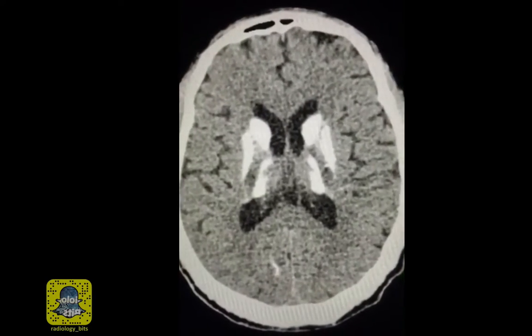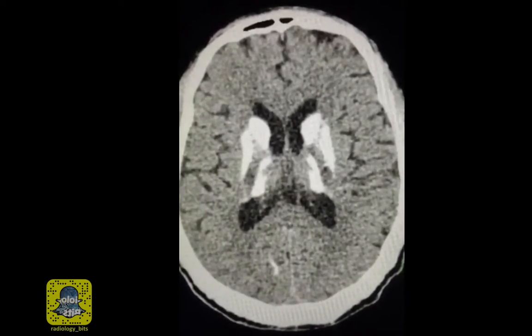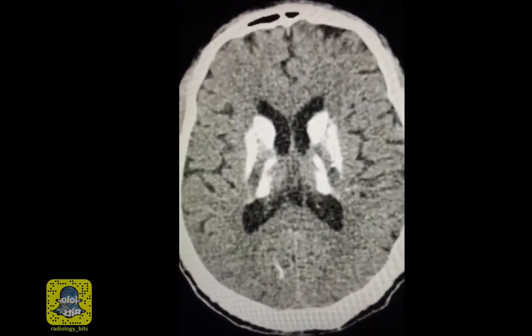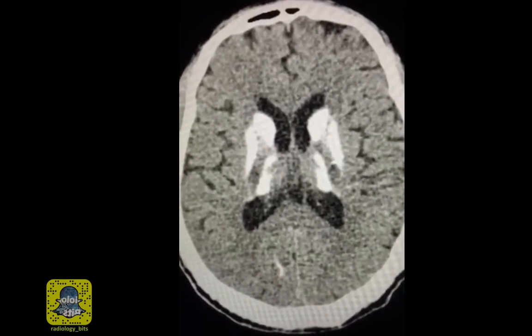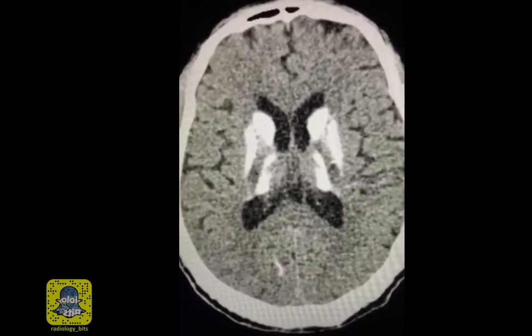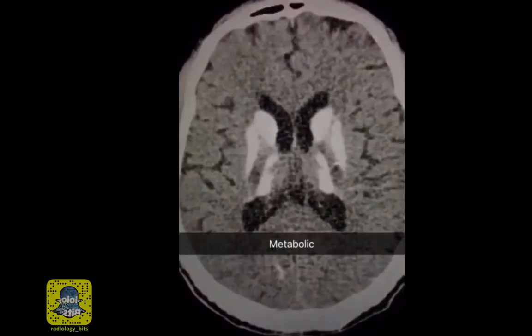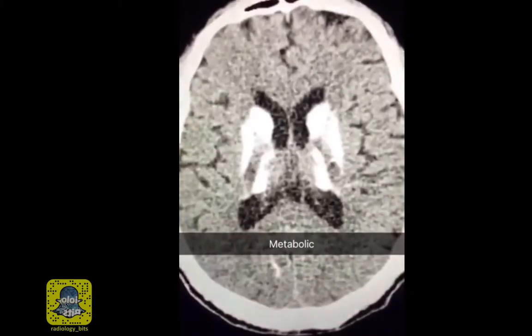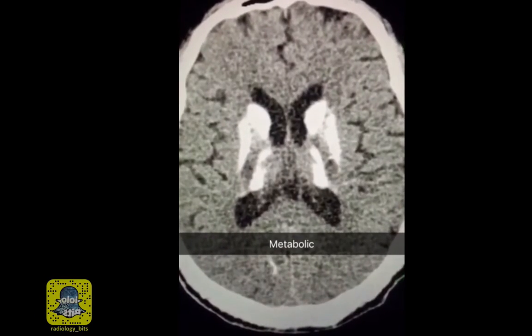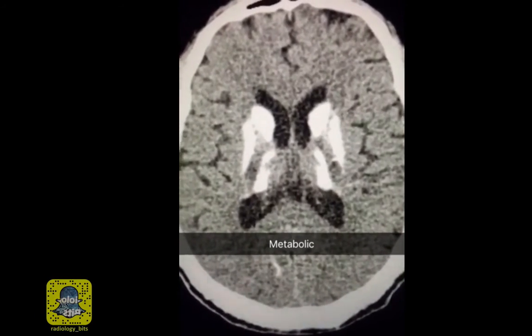Now, we know that this is more extensive than aging. It's typical of Fahr's disease. Is there a differential diagnosis? The differential diagnostic list for calcifications in the basal ganglia or other regions of the brain is actually a very long one. However, the most important category to differentiate here is that of metabolic disorders.